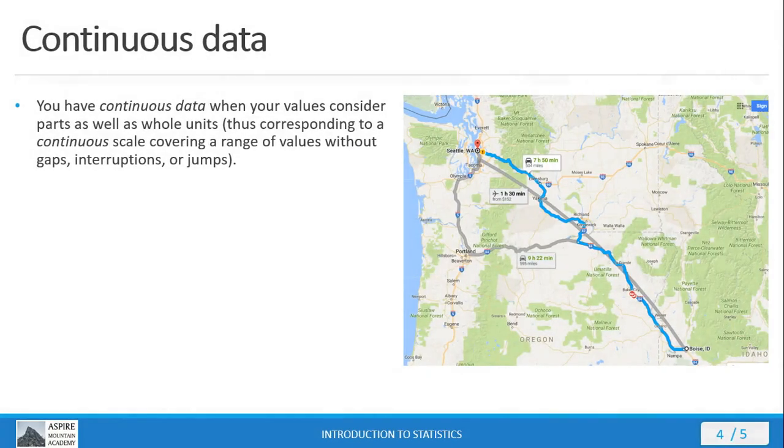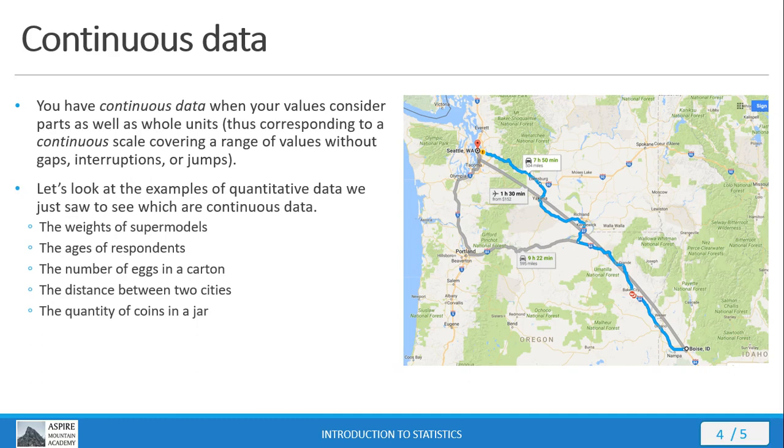You may have guessed that we have continuous data when we do count part units as well as whole units. And if so, you'd be right. Continuous data could be reported as a whole number, but it doesn't have to be. That's what distinguishes it from discrete data, which can be reported only as whole numbers. That's why this is called continuous data. The possible values you have come from a continuous scale covering a range of values.